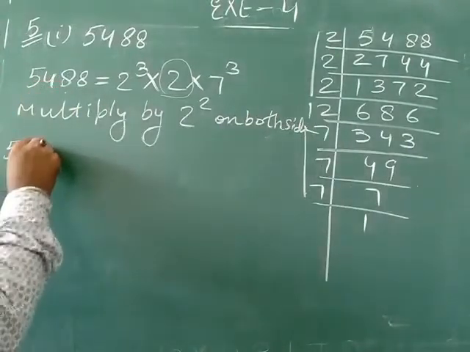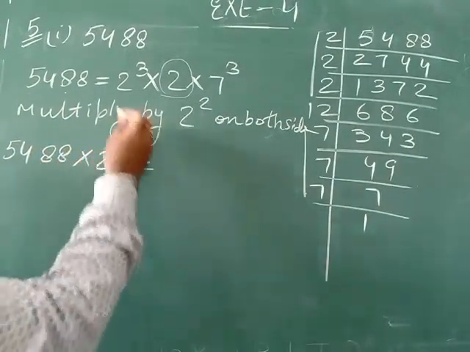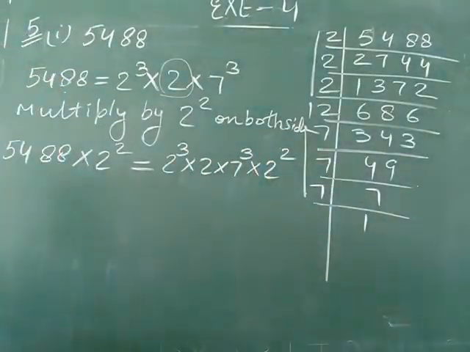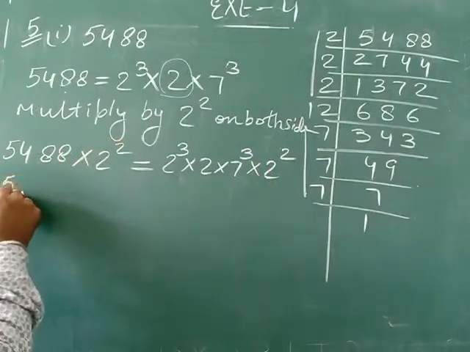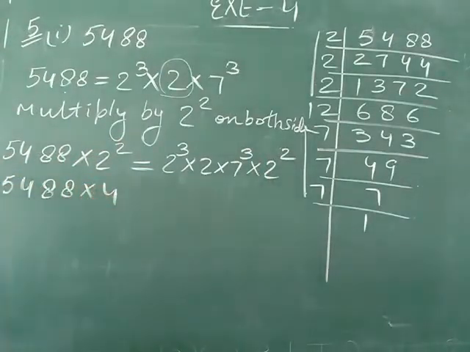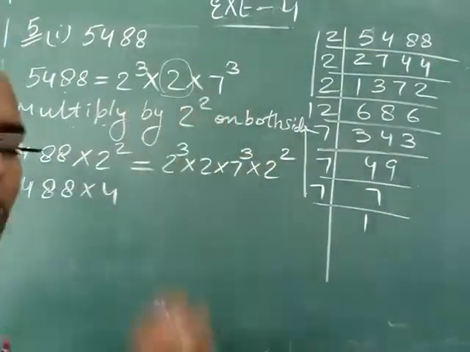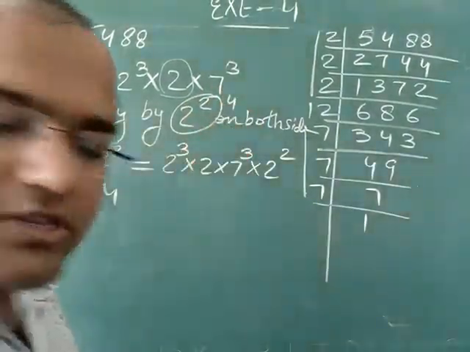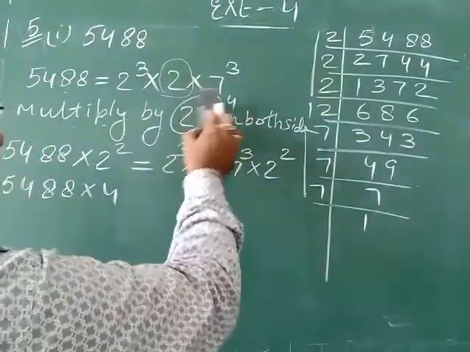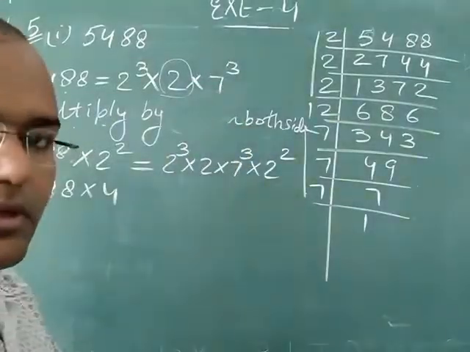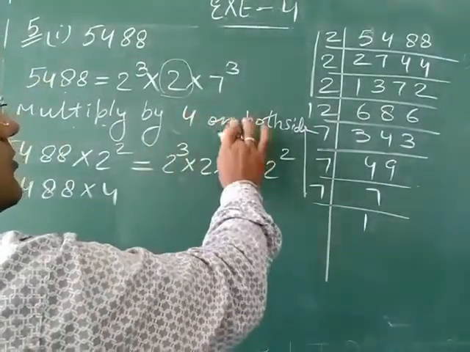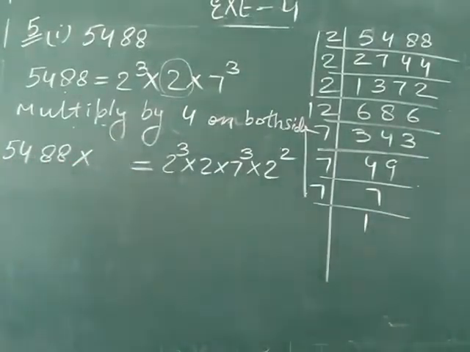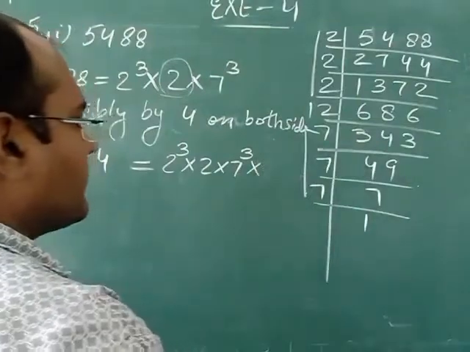So 5488 multiplied by 2 power 2. Here also, 2 power 3 into 2 into 7 power 3 into 2 power 2. 2 power 2 is 4. So 5488 into 4. It is not compulsory to do it like this. You can also do it this way: multiply by 2 power 2, and 2 power 2 is 4, so you can also write it as 4. Multiply by 4 on both sides. Both methods are correct, do it as you like. So here we will multiply with 4, and here also we will multiply with 4.